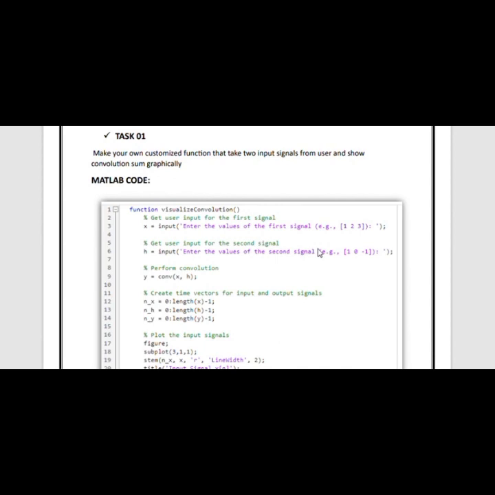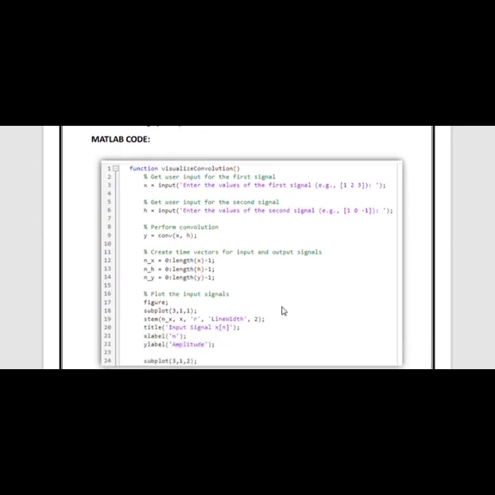So in MATLAB, now we'll explain some codes. Task one is to make your own customized function that takes two input signals from the user and shows the convolution sum graphically. Name the function visual convolution.